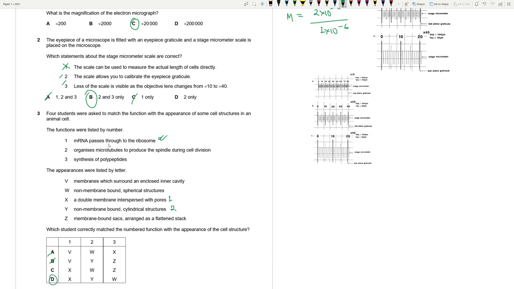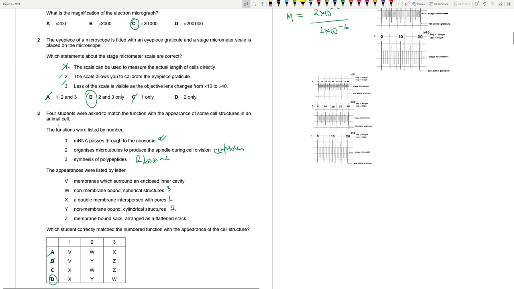We have our answer. And ribosomes, this is centriole. Okay, and this is a ribosome. A ribosome is also non-membrane bound, but it's spherical in nature, right? It's spherical, so that's a W. 3 is W. What about V and Z though?